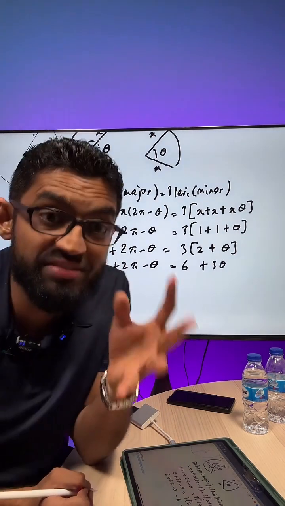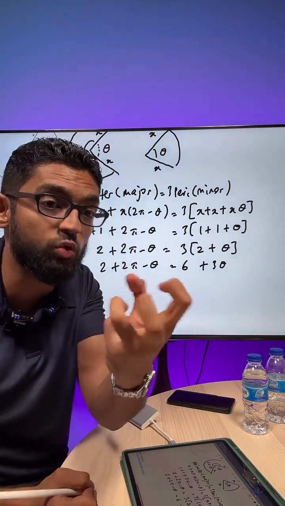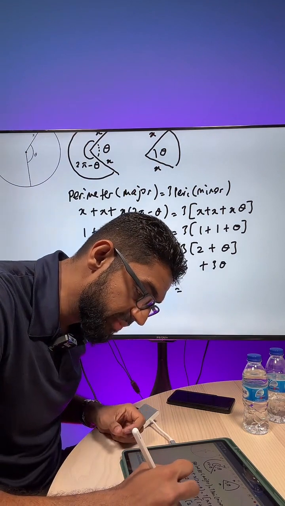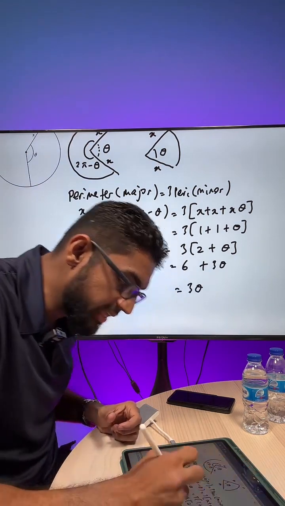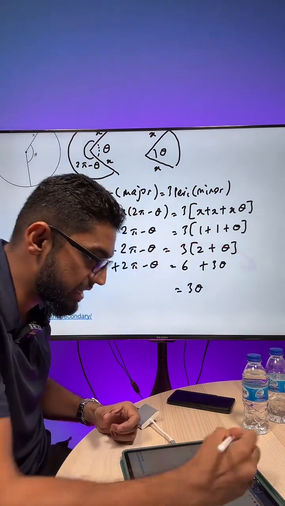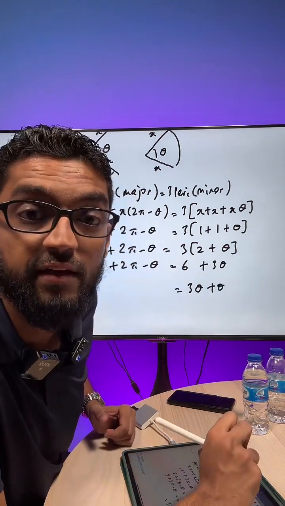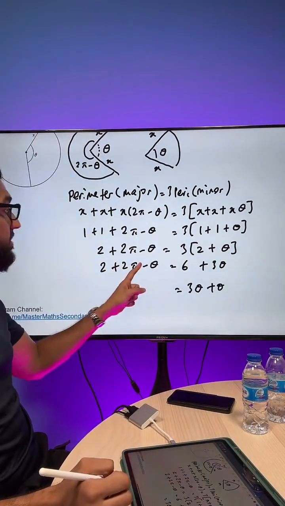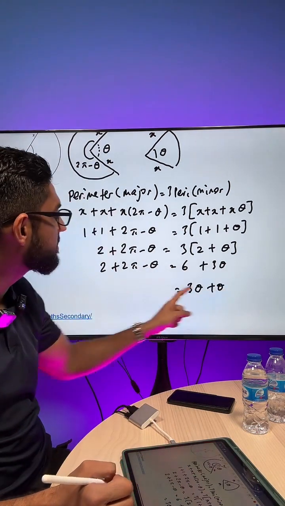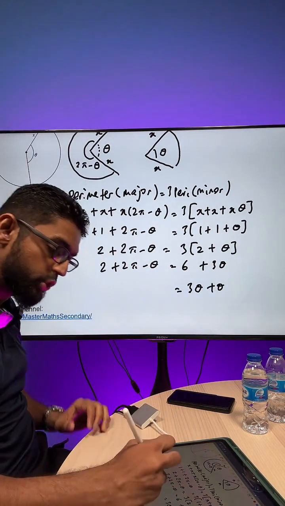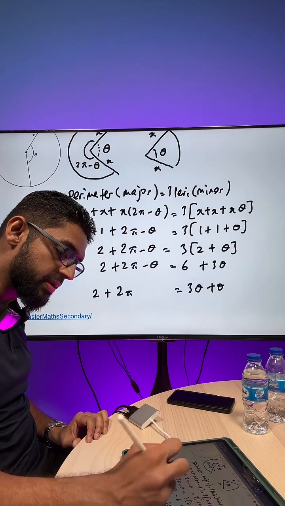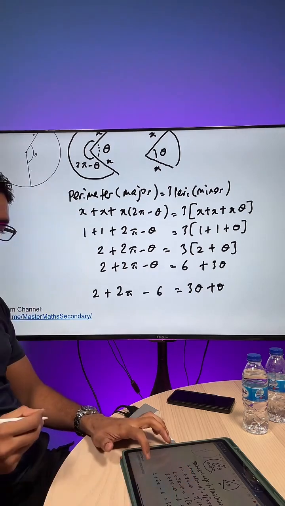Okay, we bring all the thetas to one side. All the thetas you combine together in a group. Okay. So basically you can keep the 3 theta here. This particular negative theta, kick it away to the right side, it becomes 3 theta plus theta. Okay? So this negative theta goes over, becomes a plus theta, and then on the left side, you still have 2 plus 2 pi minus 6.